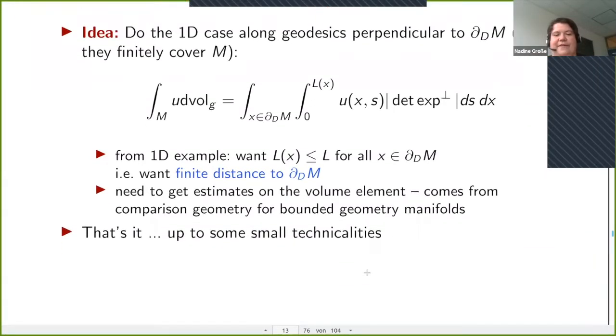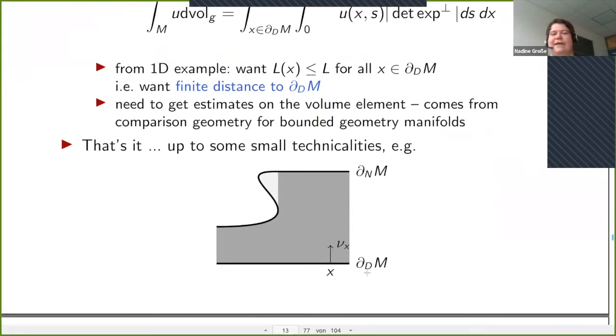Up to some small technicalities like this picture, at the end, that's everything that happens. You see in this picture, if you have a Neumann boundary, it could be that with this technique, you do not reach everywhere in the manifold. So from the Dirichlet boundary, I do not reach this upper half. But this is something you can solve, either by approximation or by starting again from here, going along. So that's not really an issue. And this finite distance to the Dirichlet boundary, you still need at the end.